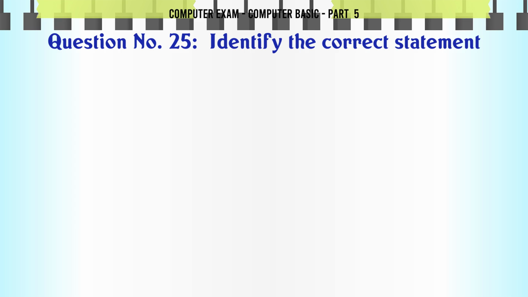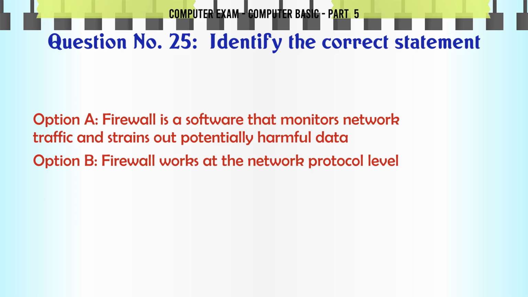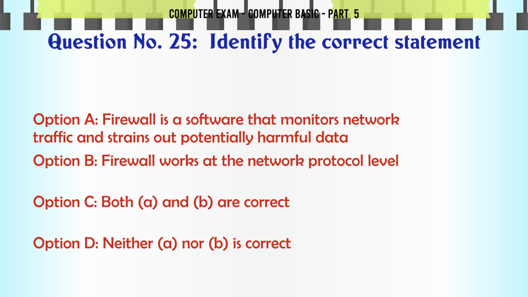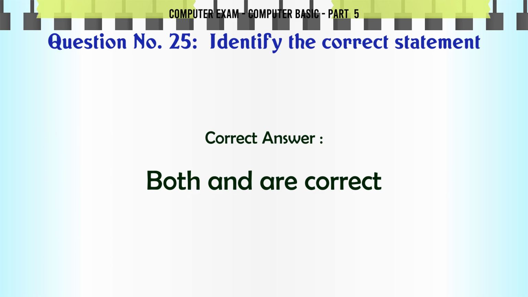Identify the correct statement. A. Firewall is a software that monitors network traffic and filters out potentially harmful data. B. Firewall works at the network protocol level. C. Both A and B are correct. D. Neither A nor B is correct. The correct answer is both A and B are correct.